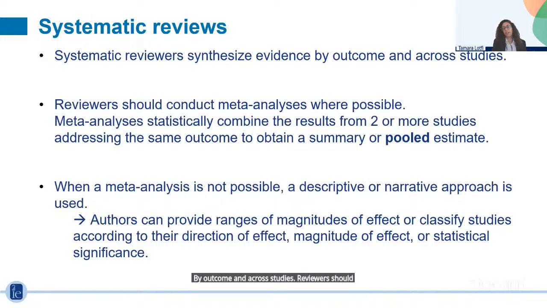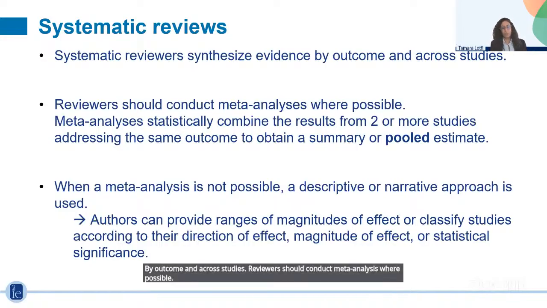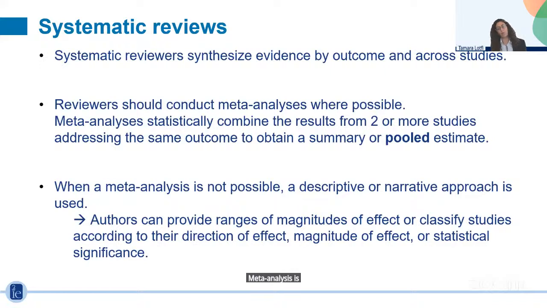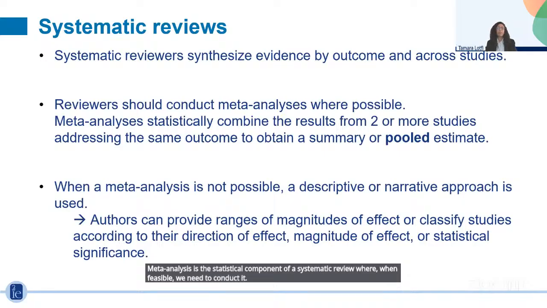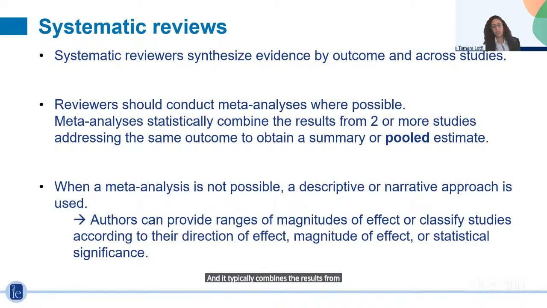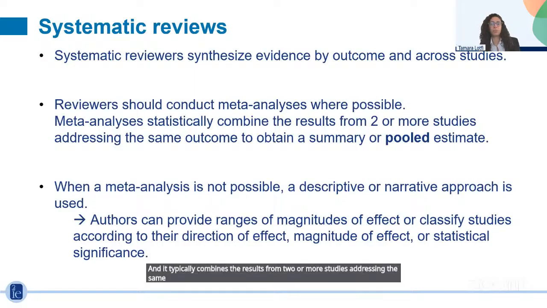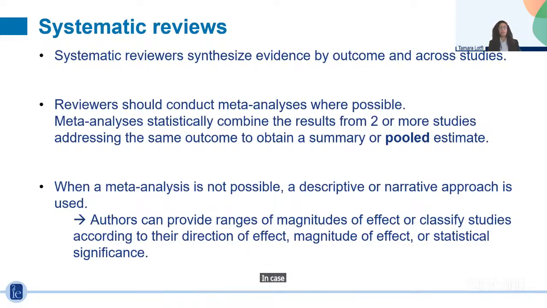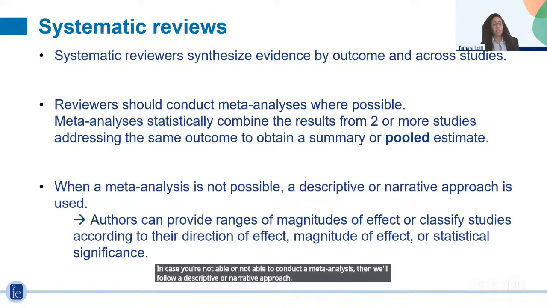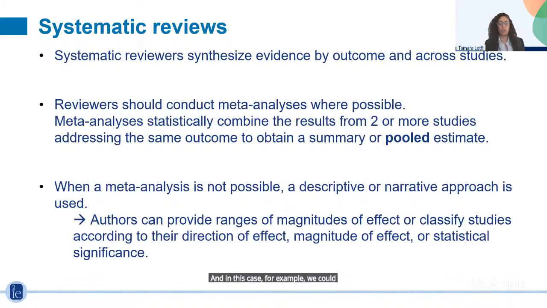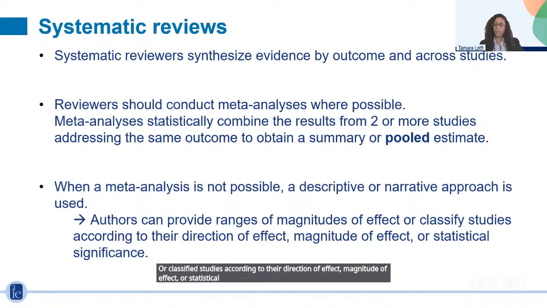Reviewers should conduct meta-analysis where possible. Meta-analysis is the statistical component of a systematic review which, when feasible, we need to conduct. It typically combines the results from 2 or more studies addressing the same outcome to obtain a summary or a pooled estimate. In case you're not able to conduct a meta-analysis, then we'll follow a descriptive or narrative approach. In this case, for example, we could provide ranges of magnitudes of effect or classify studies according to their direction of effect, magnitude of effect, or statistical significance.